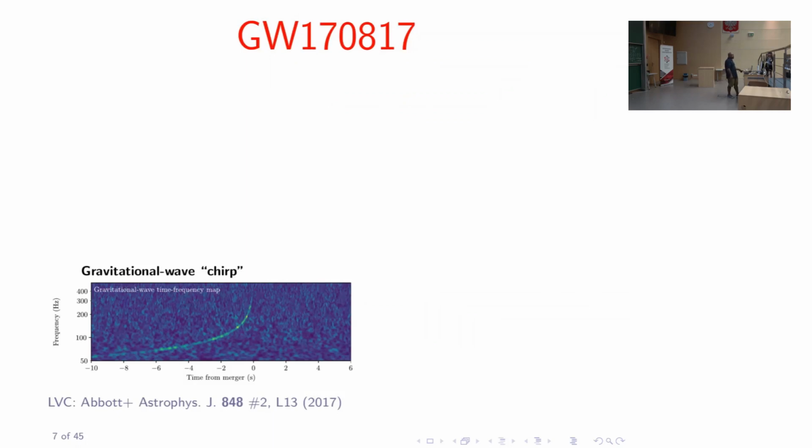Higher frequency. If the mass is smaller, then we expect a higher frequency. Most of the time we have our band, we are not sensitive to frequencies below 10 hertz or 20 hertz. In this case, we are not sensitive to frequencies below 20 hertz. So higher frequency just means that the signal spends a very long time in the band and then merges at high frequencies. Because it spends a long time in the band, you see a much longer inspiral here than you had seen for the binary black hole.